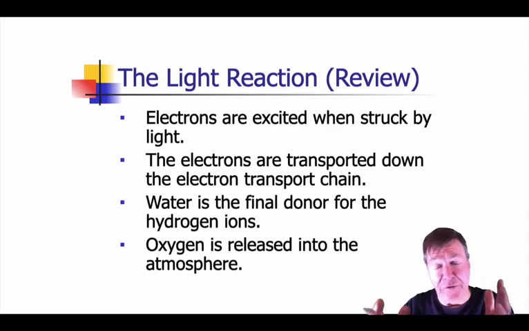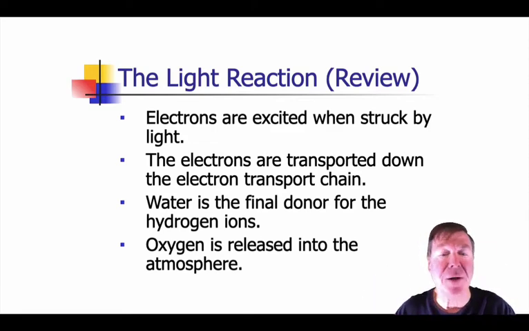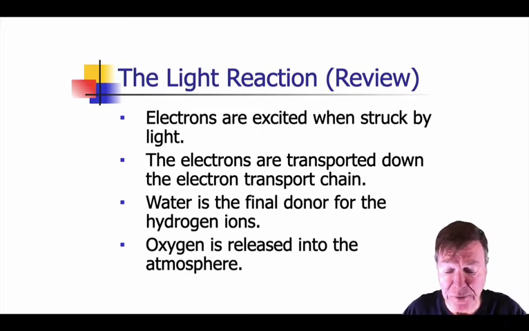So quick review. The light reaction. Electrons are excited when they're struck by light. Light is energy. It hits them. The electrons in certain molecules are moved up to the next orbit. They're transported down an electron transport chain. Water donates the hydrogen ions to replace them, therefore splitting up the water into oxygen and hydrogen. The oxygen is released into the atmosphere. The hydrogen goes into the photosystem.